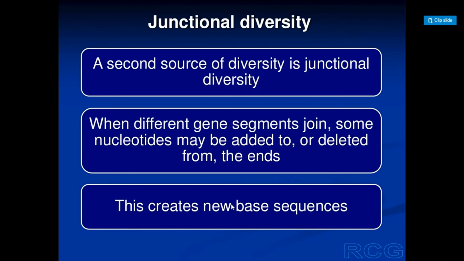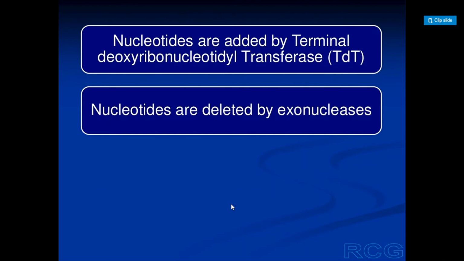A second source of diversity is the junctional diversity. When the different segments join, some nucleotides may be added or deleted from the ends, and this creates a new base sequence. These nucleotides are added by the terminal deoxynucleotidyl transferase, TdT, and for deletion we have the enzyme exonucleases that can delete these nucleotides from the ends.